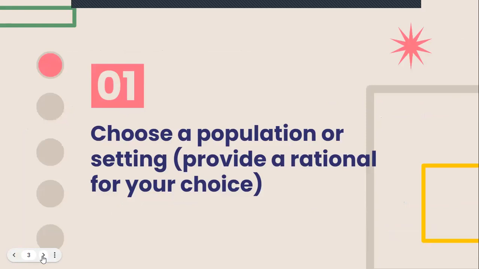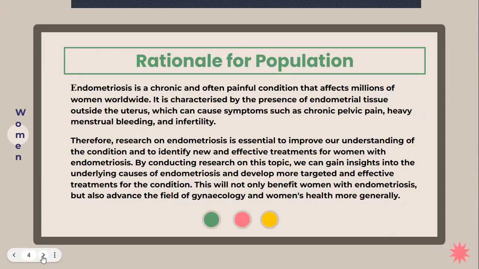Rationale for population choice, which is endometriosis in women. Endometriosis is a chronic and often painful condition that affects millions of women worldwide. It is characterized by the presence of endometrial tissue outside the uterus, which can cause symptoms such as chronic pelvic pain, heavy menstrual bleeding, and infertility. Therefore, research on endometriosis is essential to improve our understanding of the condition and to identify new and effective treatments for women with endometriosis. By conducting research on this topic, we can gain insight into underlying causes of endometriosis and develop more targeted and effective treatments for the condition. This will not only benefit women with endometriosis, but also advance the field of gynecology and women's health more generally. I will pass you on to my other colleague.